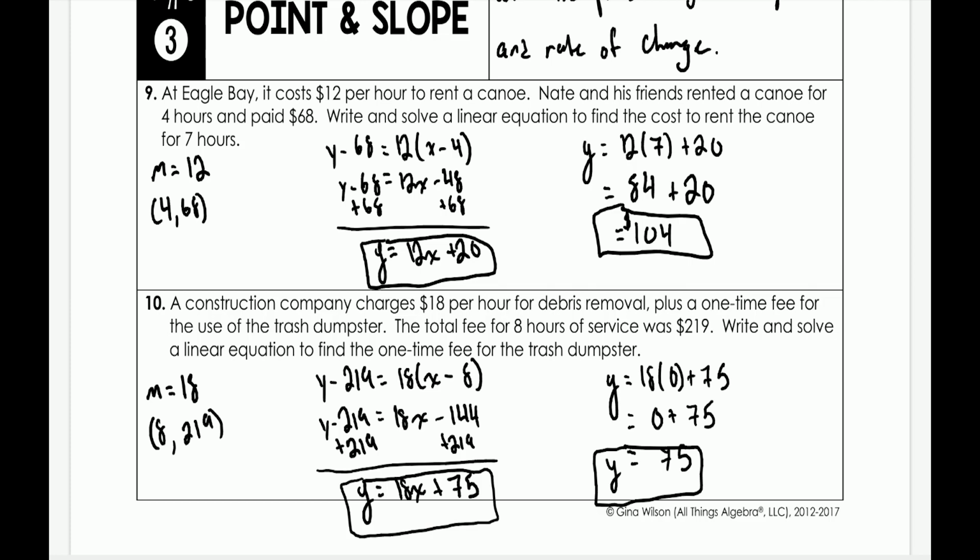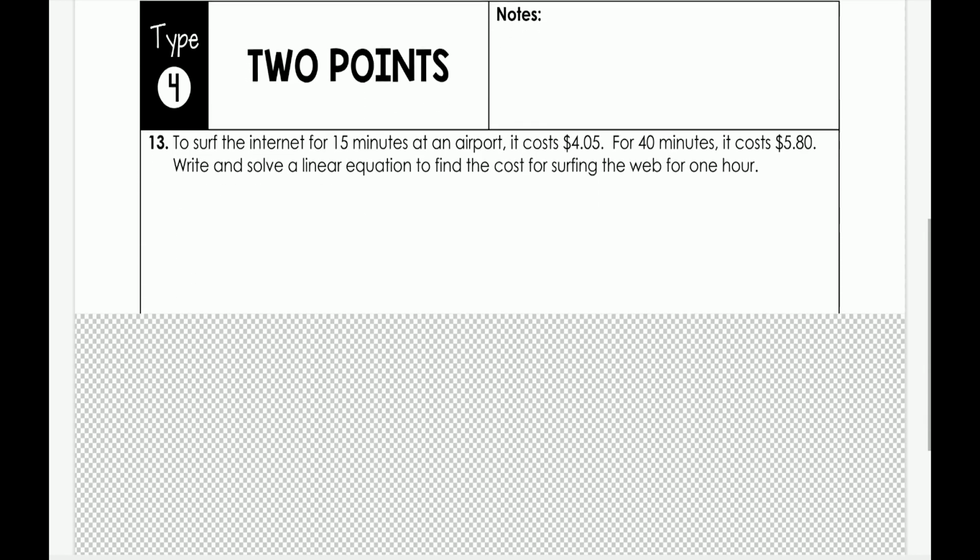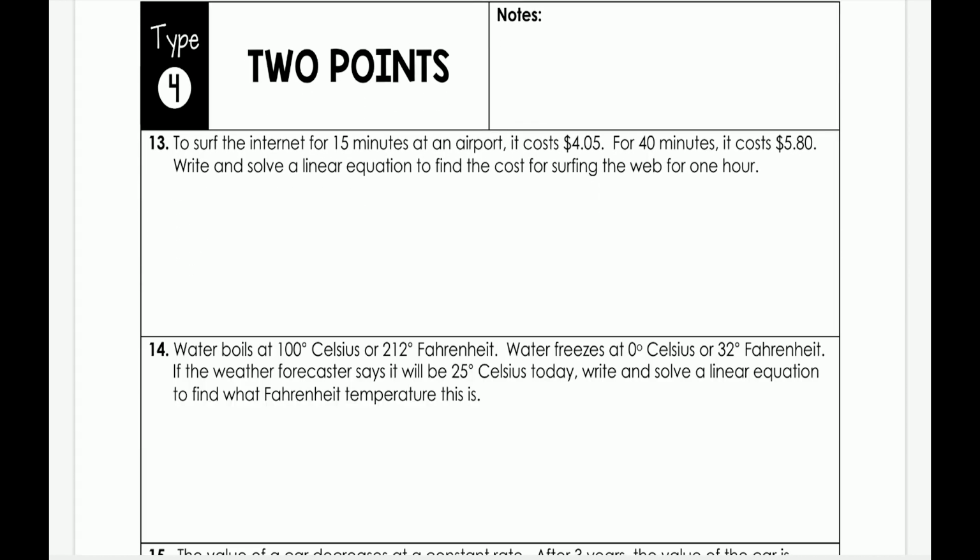Next type, type 4. I think that's the next page. Yes. So, type 4 is whenever we're given two different data points. So we use this when you are given 2 sample points. Okay?